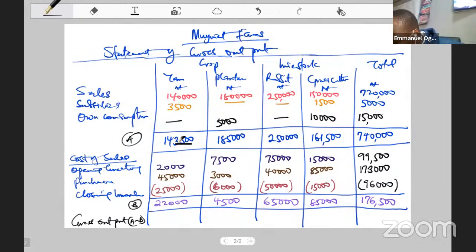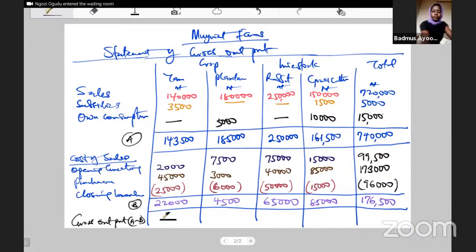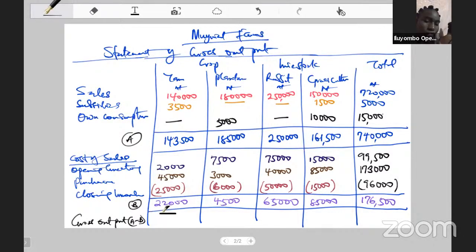Don't forget, this minus this. 143,500 minus 22,000. Give me the figure. 121,500. Okay, let's have the answer. The gross output for yam is 121,500. Okay. What is for plantain?